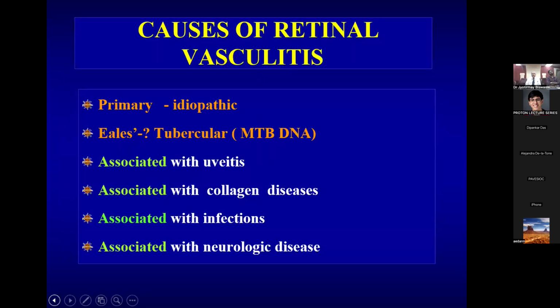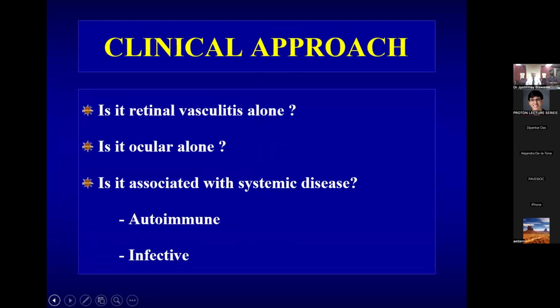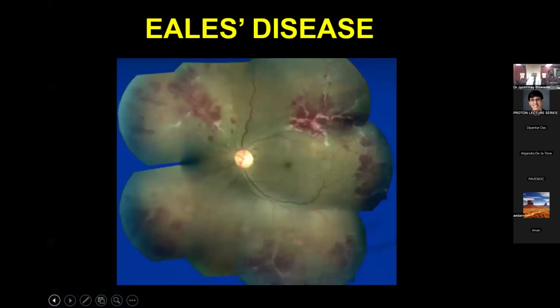The cause of retinal vasculitis is primarily idiopathic, and tubercular etiology with Mycobacterium tuberculosis DNA is associated, which was earlier called Eales disease. It can be associated with uveitis, collagen disease, infection, or neurologic disease. The clinical approach to a retinal vasculitis should be: is it a retinal vasculitis alone? Is it ocular alone? Is it associated with a systemic disease, autoimmune or infective?